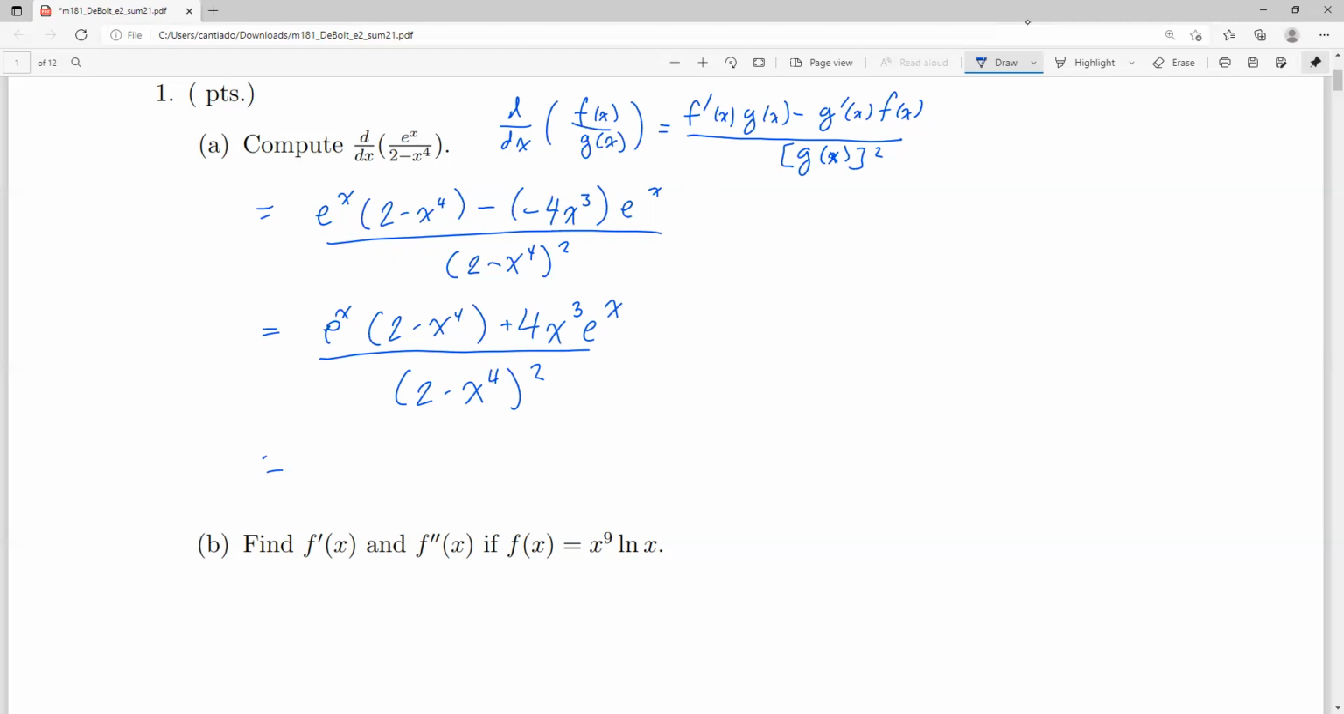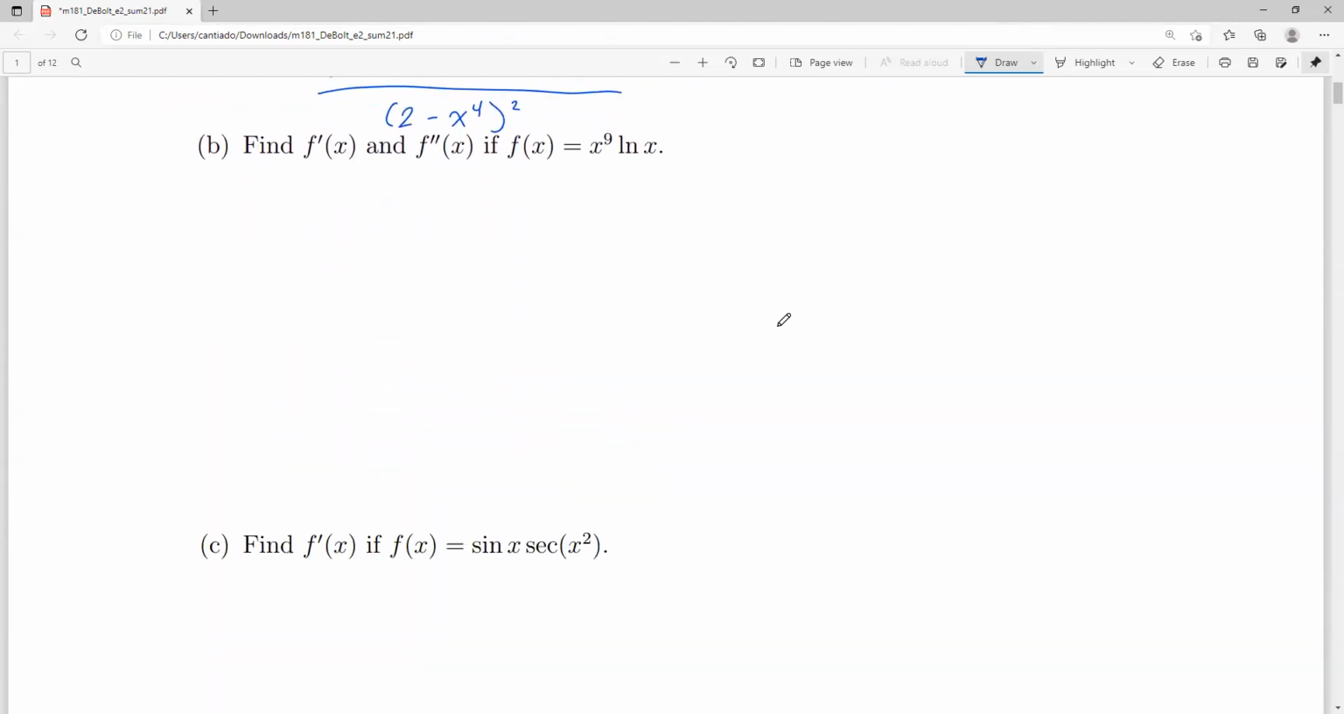I'm just going to do one more step to make it look a little nicer. I'm going to factor out this e to the x on the top. So all I'm left with is 2 minus x to the fourth plus 4x cubed all over 2 minus x to the fourth squared. And that right there is a valid answer as well. All right. So it depends on how your professor prefers it, how simplified he wants your answers, but both are valid. All right, let's go to part B.